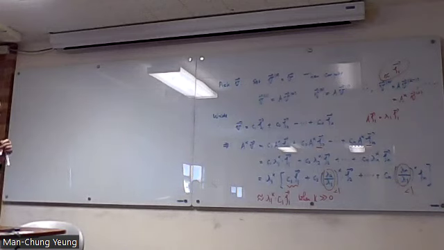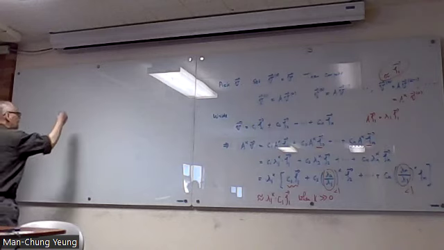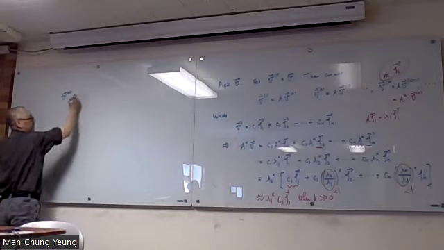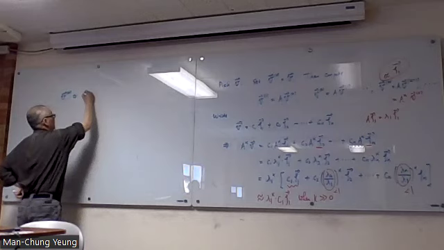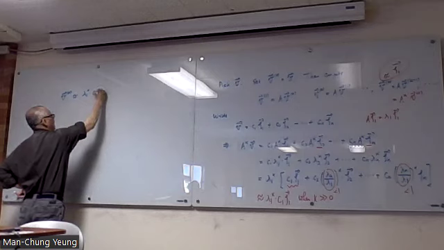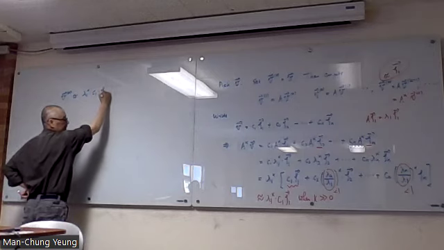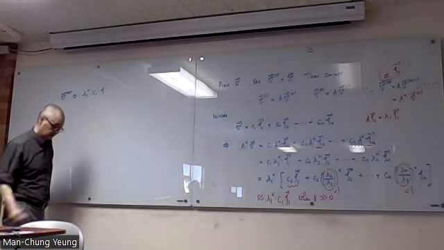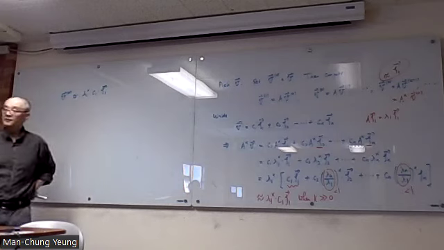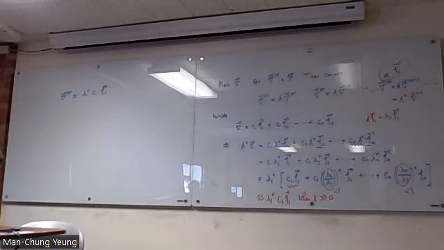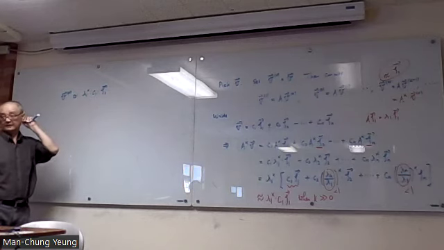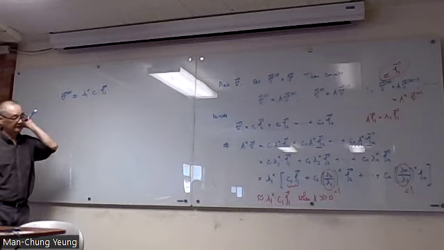Lambda 1. We have v_k roughly is lambda 1 to the k times c1 times the eigenvector. Yes, we roughly have this equation when k is very large. Now, how to find out lambda 1?